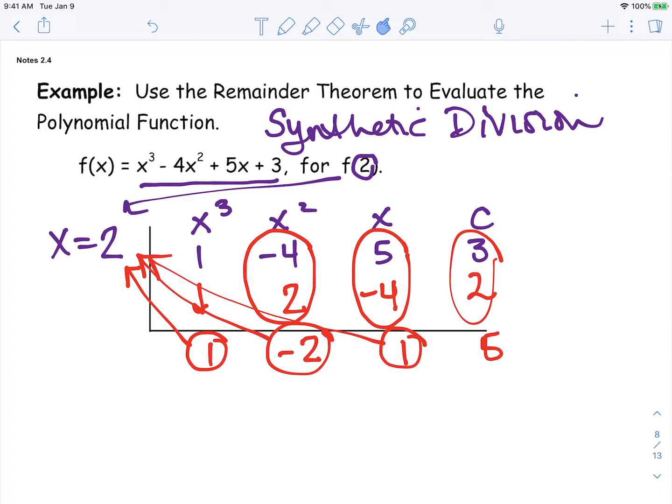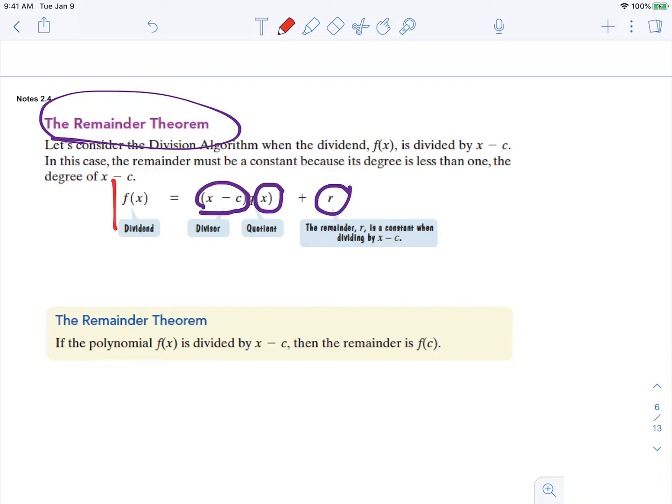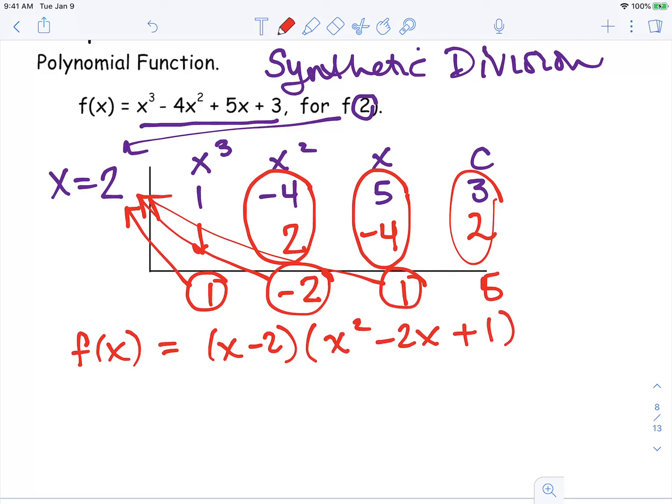So our answer is going to be in this form. What we took out was the factor x minus 2. We're left with x squared minus 2x plus 1 plus a remainder of 5. So if I say, what is f of 2? It's your remainder.